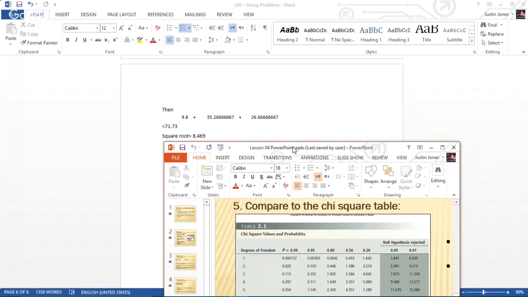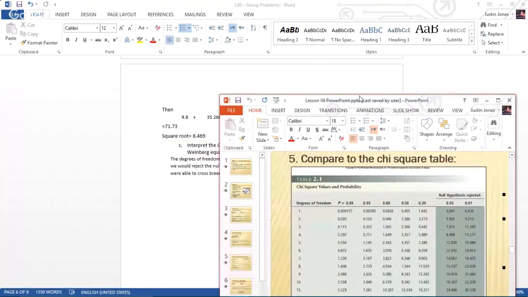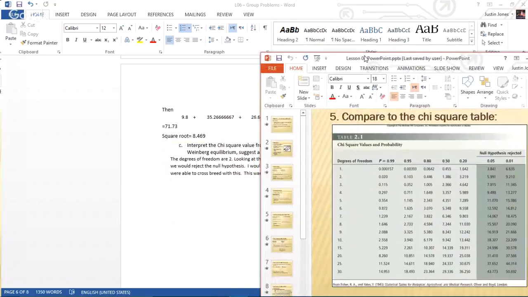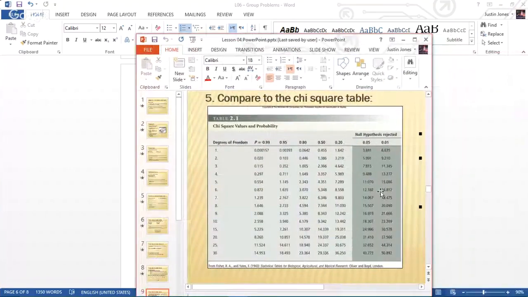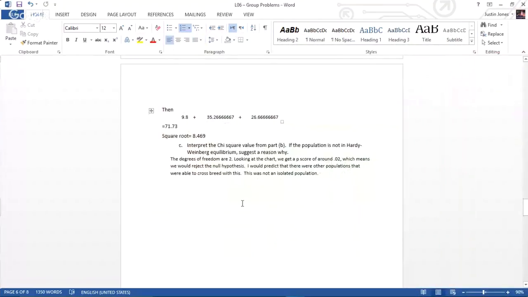I know it's between 0.05 and 0.01, so let's just assume it's 0.02. That is in the region where we reject the null hypothesis, so we will reject it. And then we're supposed to suggest a reason why it may not be in equilibrium.